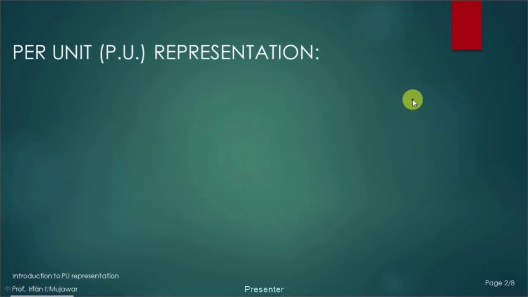Now what is per unit representation? We are familiar with percent method or percent representation. The word percent can be split as per cent. Cent means 100. So in percent method we are comparing the values with respect to 100. Whereas in per unit method, as the word says, per unit, we are comparing values with respect to unit, that is 1. So when I say 35% means out of 100 or with respect to 100 value is 35.